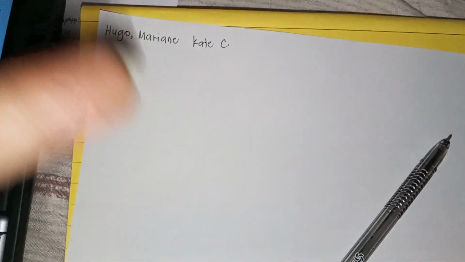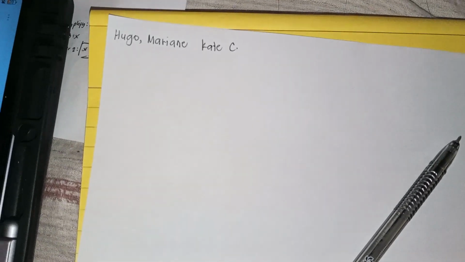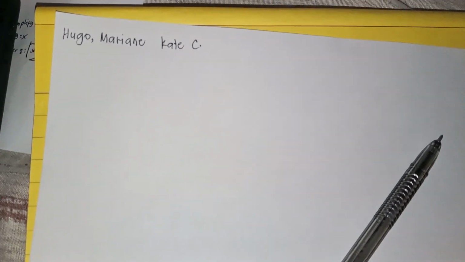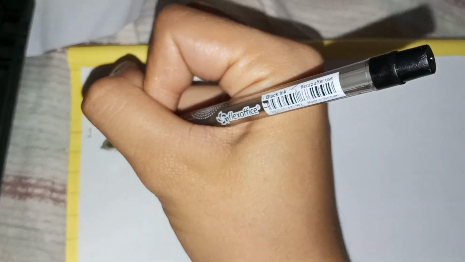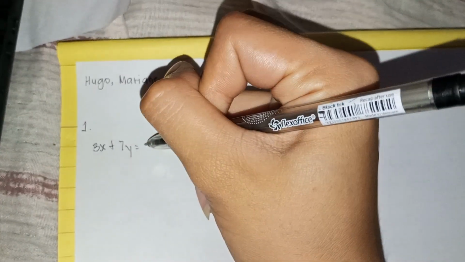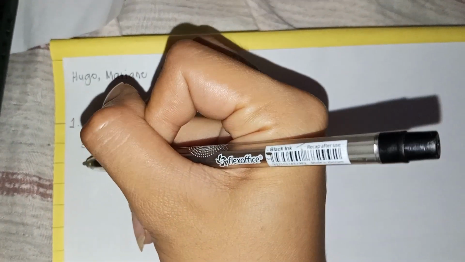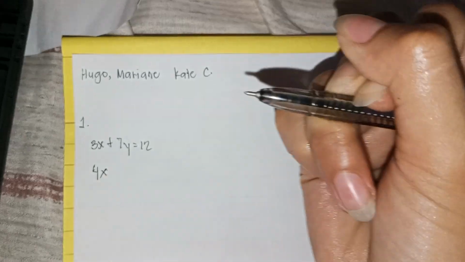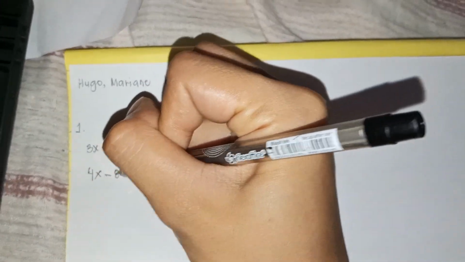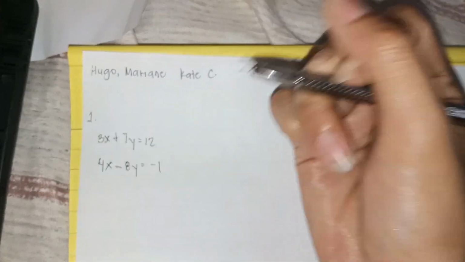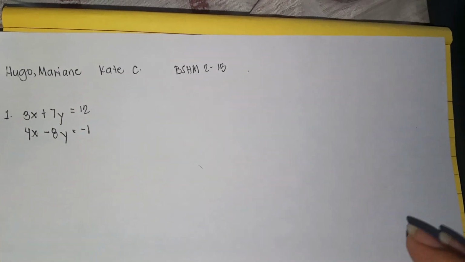So today we are going to determine the solution sets of the following linear equations in two variables by using elimination and substitution as methods. So we have here the given equation 1. This is for item number 1. We have here the given equations 3x plus 7y equals 12, and the second equation 4x minus 8y equals negative 1. So this is our item number 1.